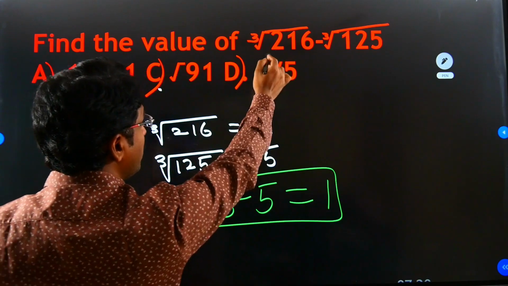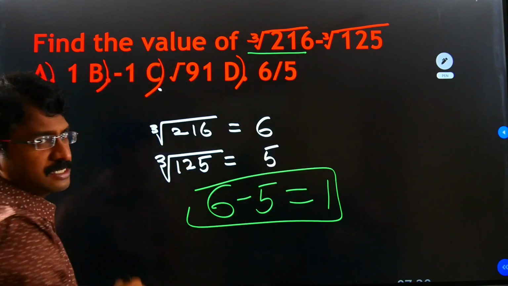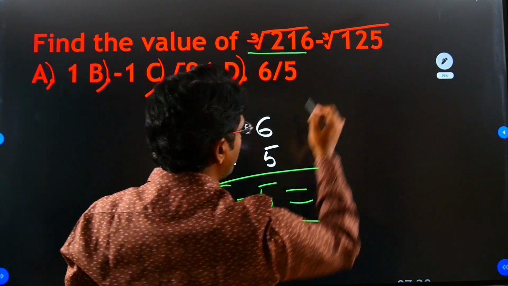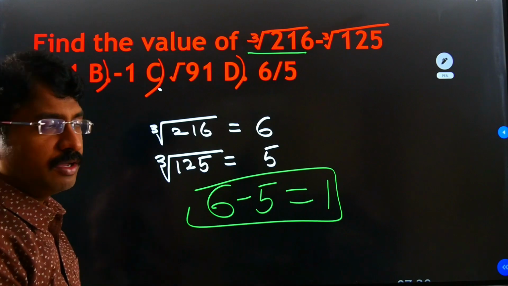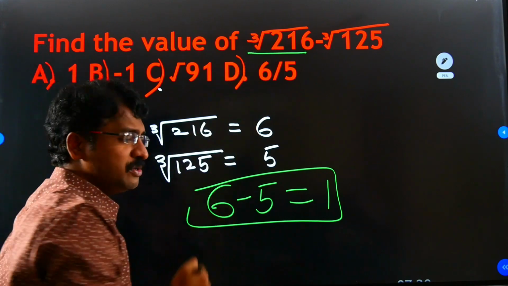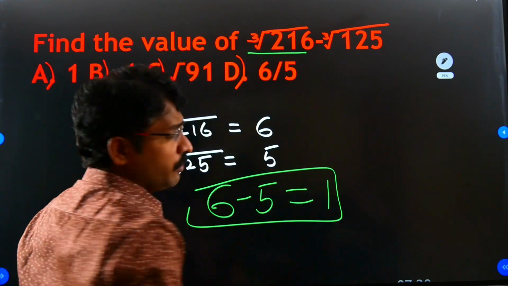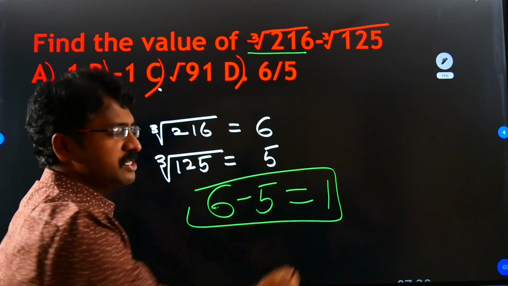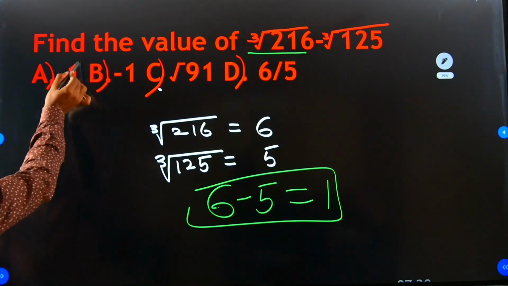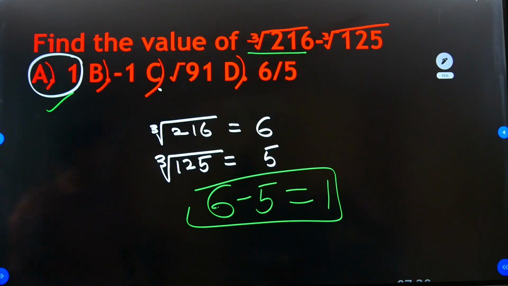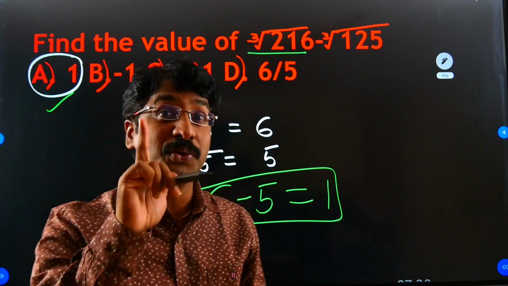In the place of cube root of 216 we can keep 6, and in the place of cube root of 125 we can replace 5, because the cube root of 216 is 6 and the cube root of 125 is 5. 6 minus 5 is 1. That means option A is the correct answer. See, the question is very simple if you know the cube roots.